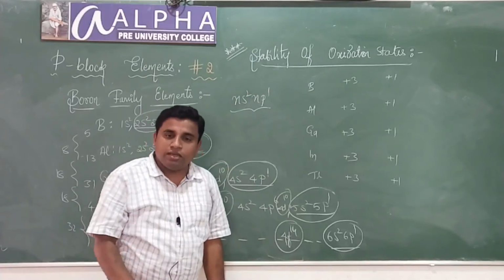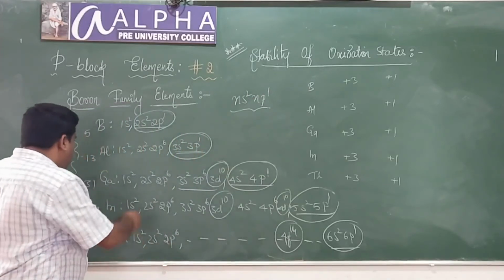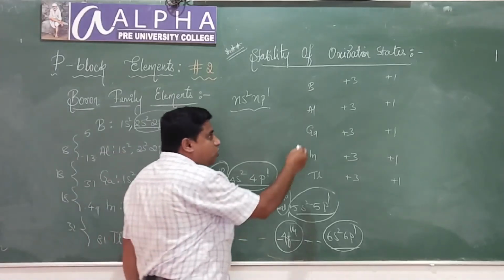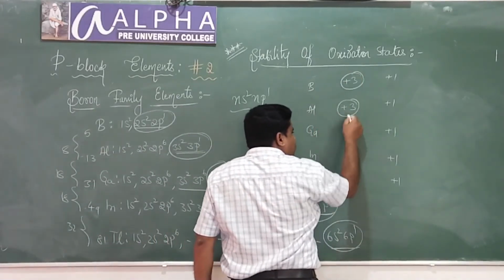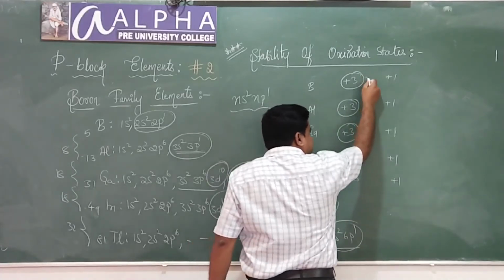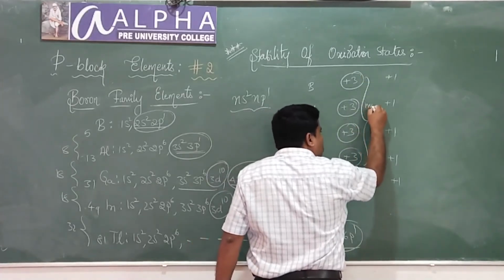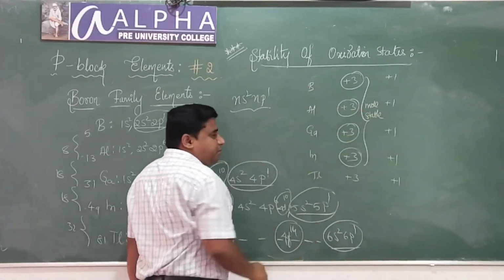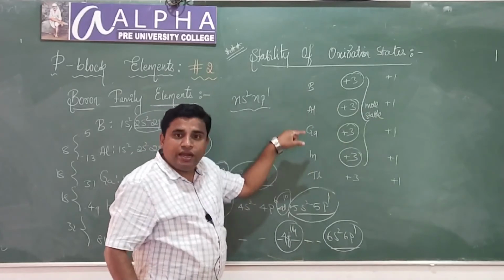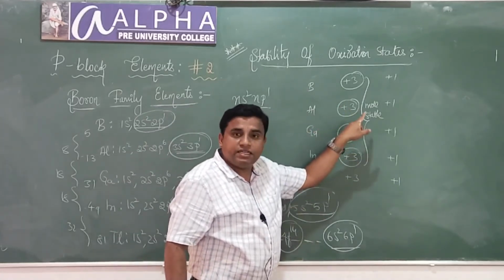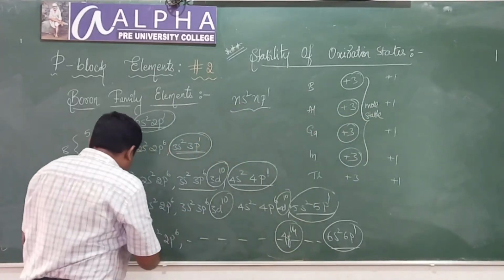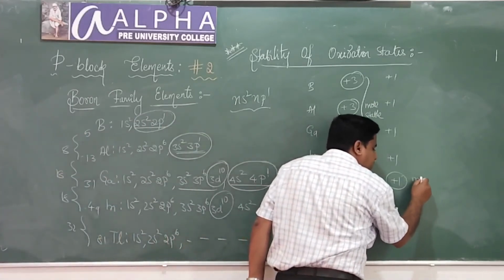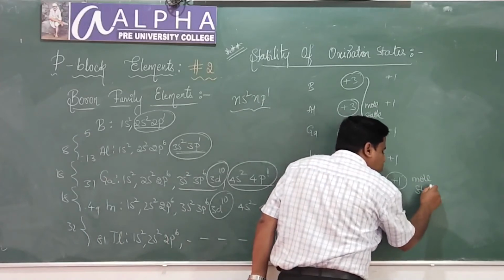Understood? See guys, from boron to indium, +3 oxidation state is more stable, whereas in thallium, +1 oxidation state is more stable.